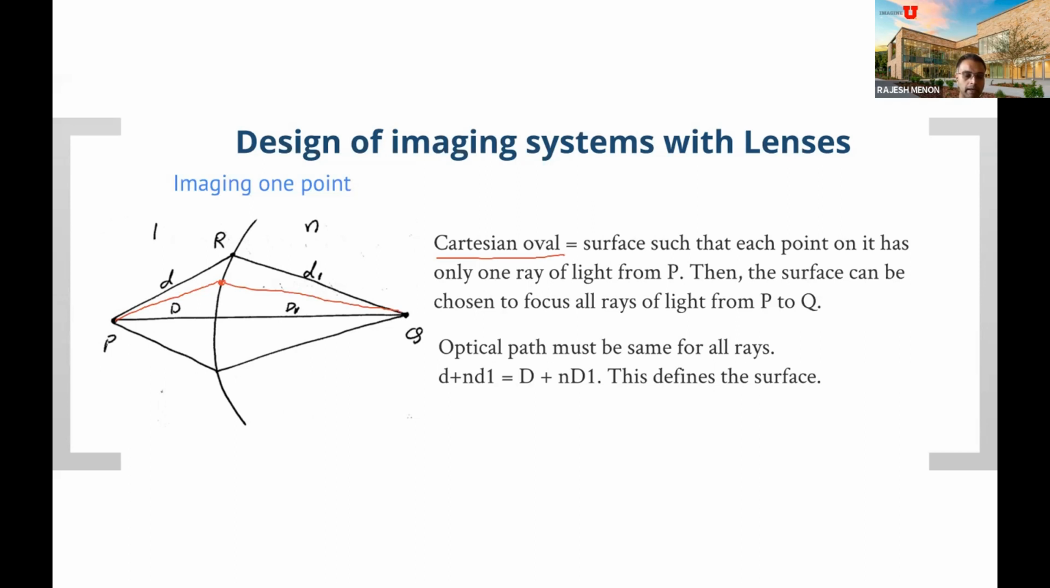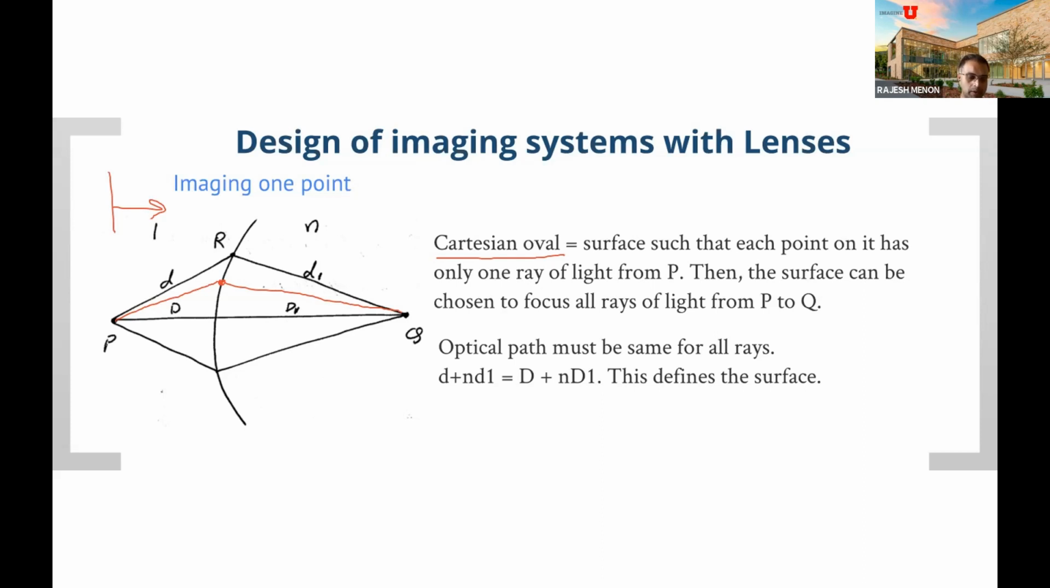Now, by defining such a surface as shown here, I can mathematically prove that all the rays coming from P in this hemisphere, this side of the space, will all be redirected such that they focus at Q. This can actually be proven explicitly.